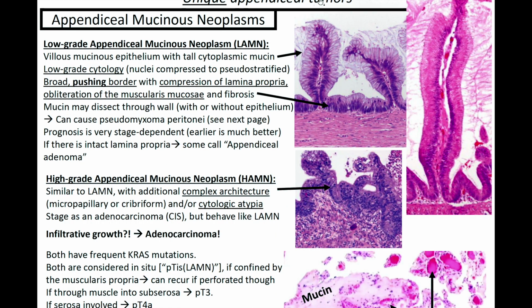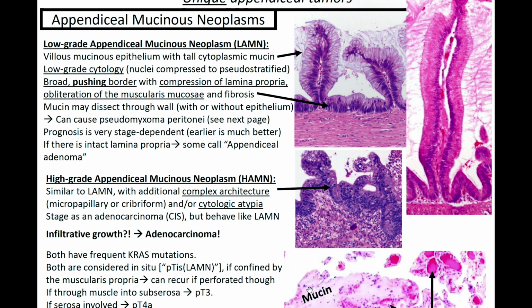Next up, we have some unique appendiceal tumors. So you can have appendiceal mucinous neoplasms, or LAMNs and HAMNs. A LAMN is a low-grade appendiceal mucinous neoplasm, which has villous mucinous epithelium with tall cytoplasmic mucin, with low-grade cytology, which are nuclei compressed to pseudostratified in appearance, with broad pushing border with compression of the lamina propria, and obliteration of the muscularis mucosa and fibrosis.